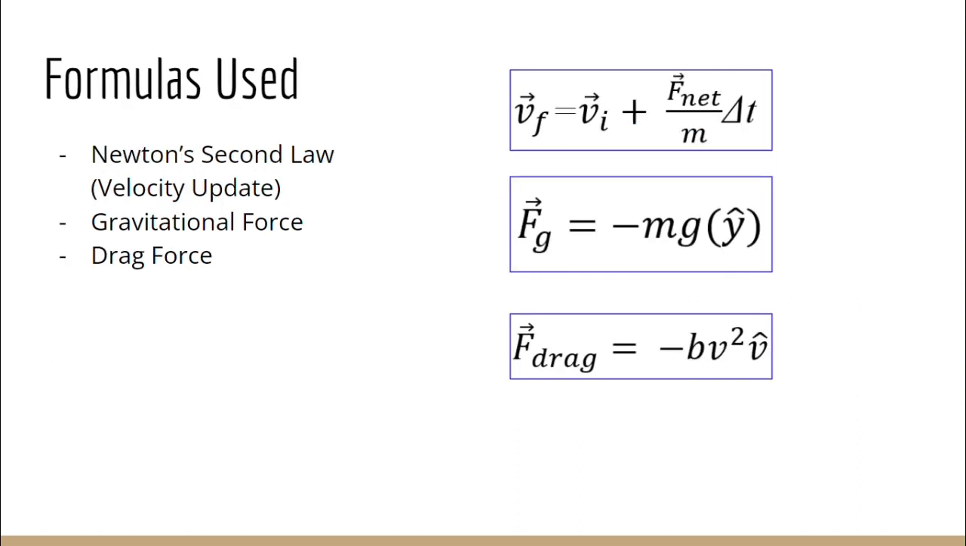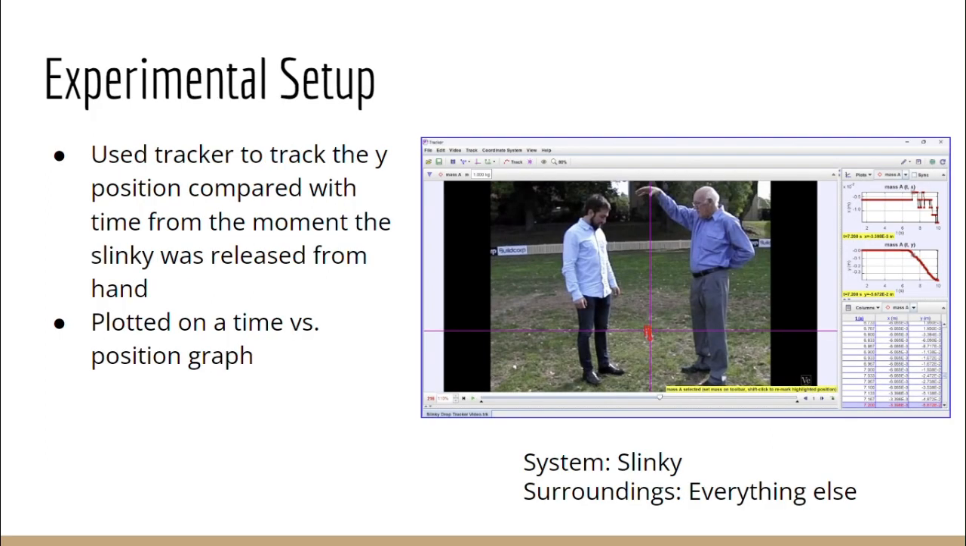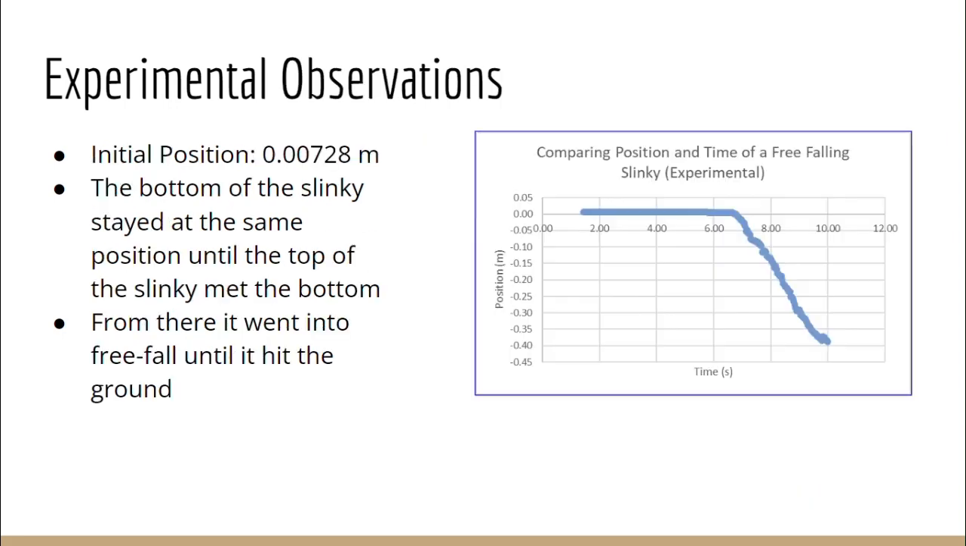So here are the general principles used and their formulas. I have Newton's second law, and in this case it would be the derived velocity update formula, the gravitational force, and the drag force. Onto my experimental setup, I used Tracker and imported the video to track the Y position compared with the time from the moment that the slinky was released from the hand. And then this was plotted on a time versus position graph. In this case, the system is the slinky and the surroundings are everything else.